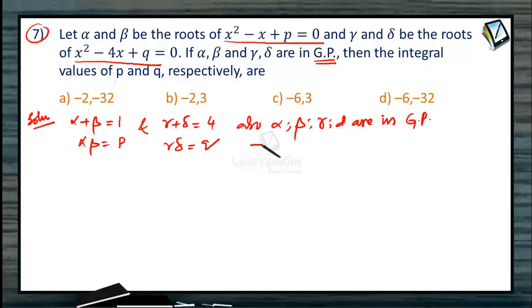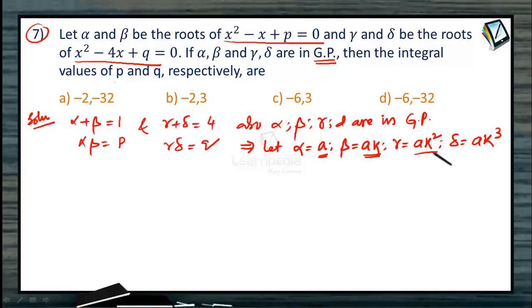When these are in geometric progression, we can take alpha equal to a, beta equal to ak, gamma equal to ak², and delta equal to ak³, where a is the first term of the geometric progression and k is the common ratio. So we take alpha as a, beta as ak, gamma as ak², and delta as ak³.